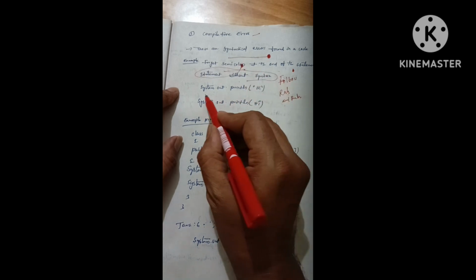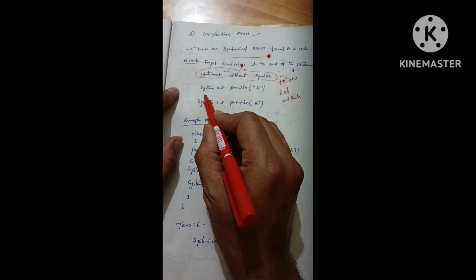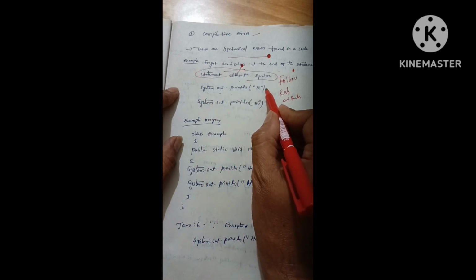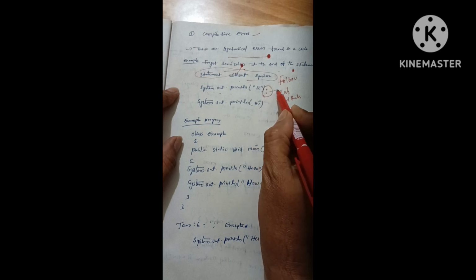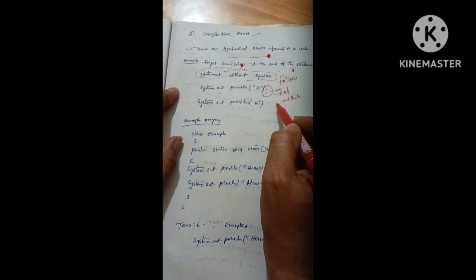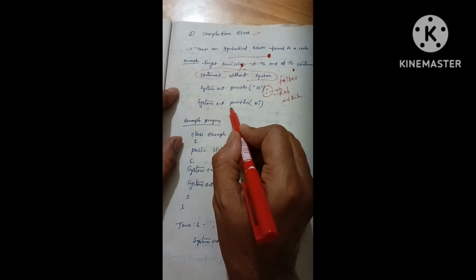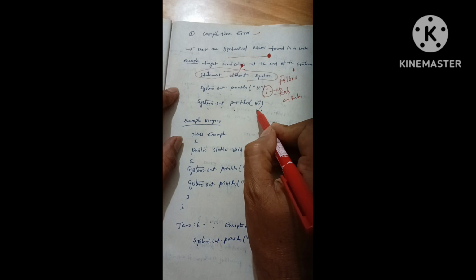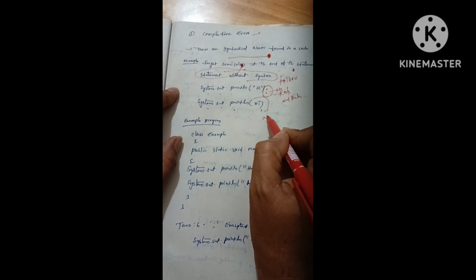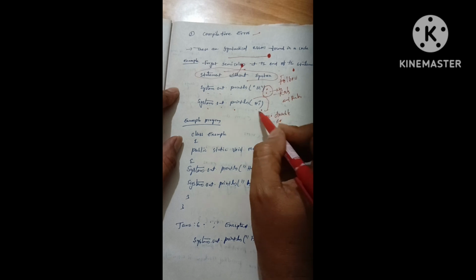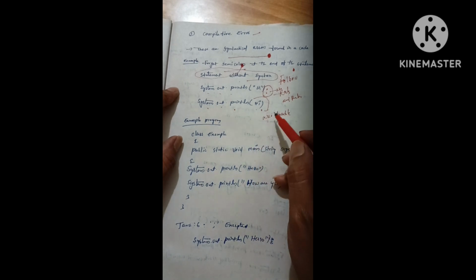Suppose we take an example in Java: System.out.println, and here there is no semicolon at the end, so we get an error. This is a compile time error. In the next statement, System.out.println, there are no double quotes around the text. This type of error is also called a compile time error.